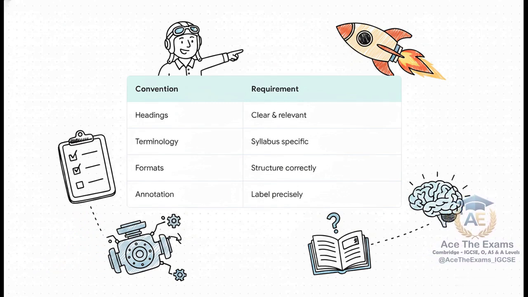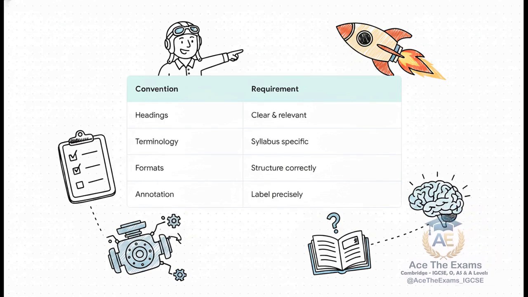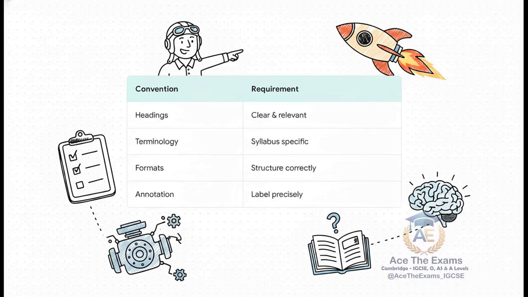Third, appropriate formats. You need to structure your extracted data correctly, whether it's bullet points or a structured paragraph. And finally, clear annotation. If you're referencing illustrative material, label it precisely. Refer to Figure 1 or Graph B. If you skip this presentation checklist, your system crashes before it even leaves the launchpad.